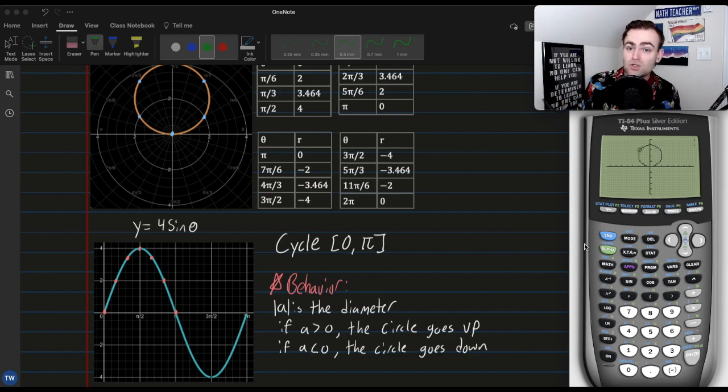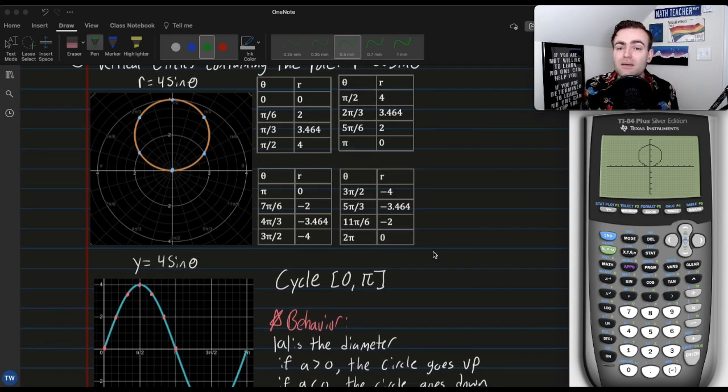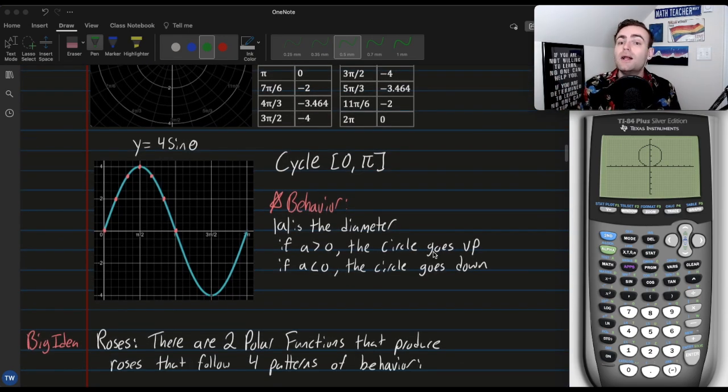So cosine started on the axis and moved itself. Sine starts at the pole and moves itself. So that's something interesting, a little bit different between the two. But again, not that bad. So 3 circles: r equals a number, r equals a cosine for a horizontal circle, and r equals a sine for a vertical circle. Not that bad.